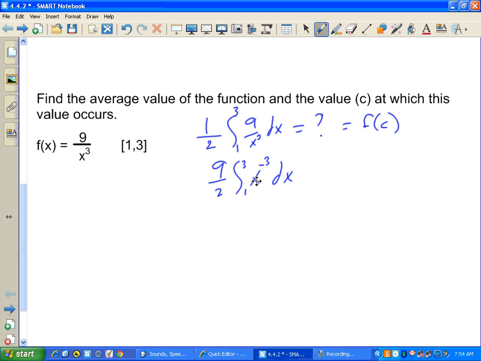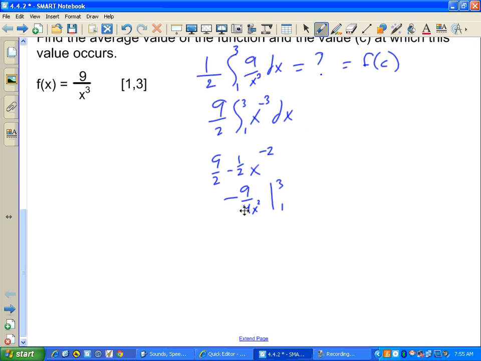Now, to evaluate this integral, I'm going to raise the power by 1, which will bring it up to negative 2, and drop the reciprocal of this. I've still got the 9 halves out front here. Okay, if I combine my fractions, I get negative 9/4. This x to the negative 2 is really an x squared on the bottom, and I'm going to evaluate that from 1 to 3. So if I plug a 3 in here, I'm going to get a 9 on the bottom. It's 3 squared, and that's going to cancel with the 9 on the top, so I get negative 1/4.